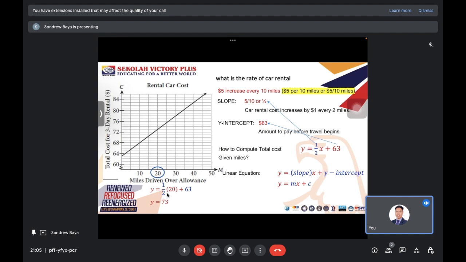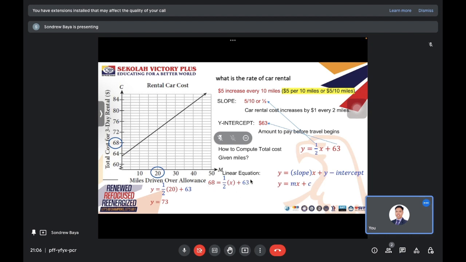Also, if you're given the total cost, say 68, and you're looking for the number of miles driven for this total cost, you could still do the same thing. But this 68 should be substituted to the y, because this is in the y-axis, or this is the dependent quantity's value. So this would now be 68 equal to half x plus 63. This time, we're looking for the number of miles driven if the total cost is 68.